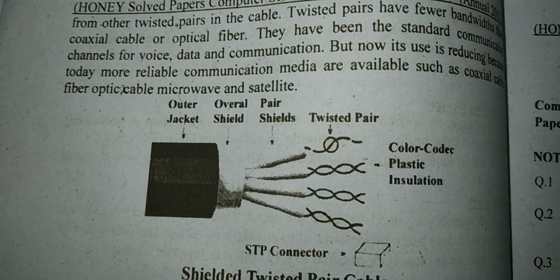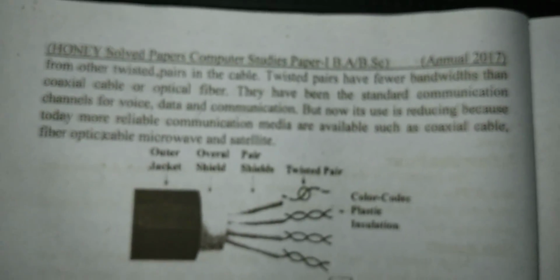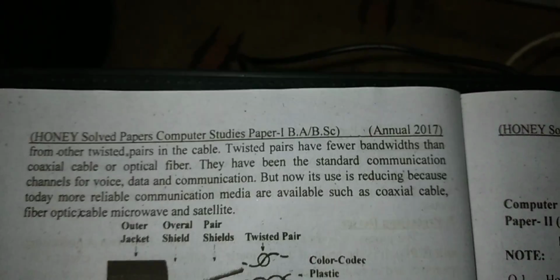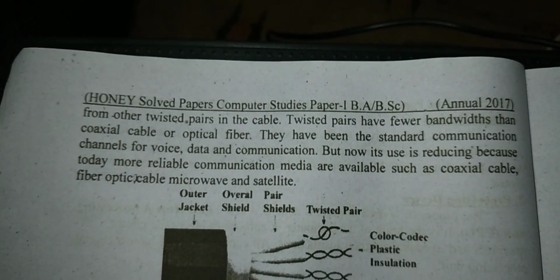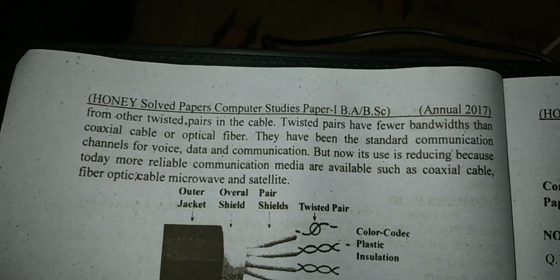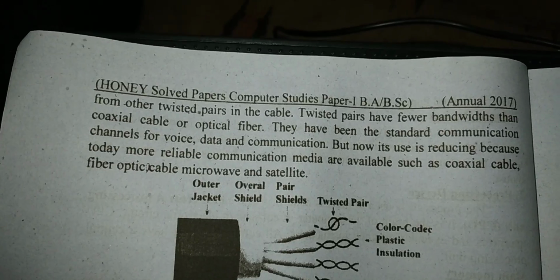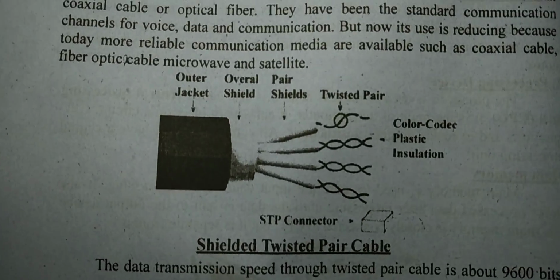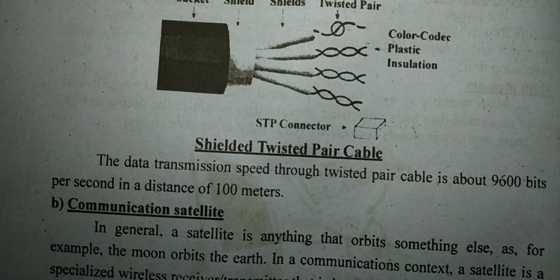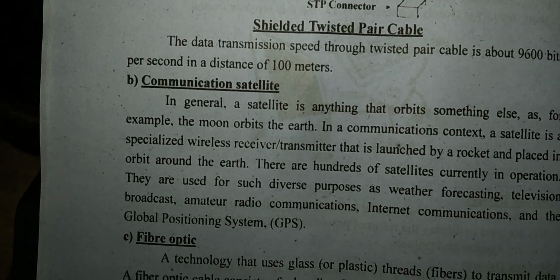They have been the standard communication channel for voice and data communication, but now their use is reducing because today more reliable communication media are available, such as coaxial cable, optical fiber, microwave and satellite. You can see the diagram. Now we move to the next topic, shield. Now we read communication satellite.